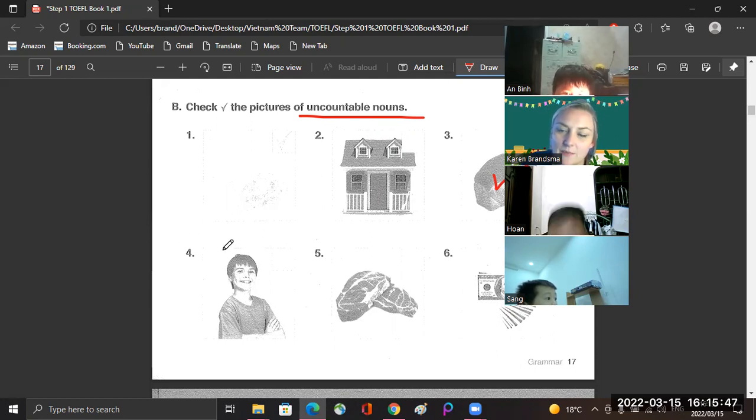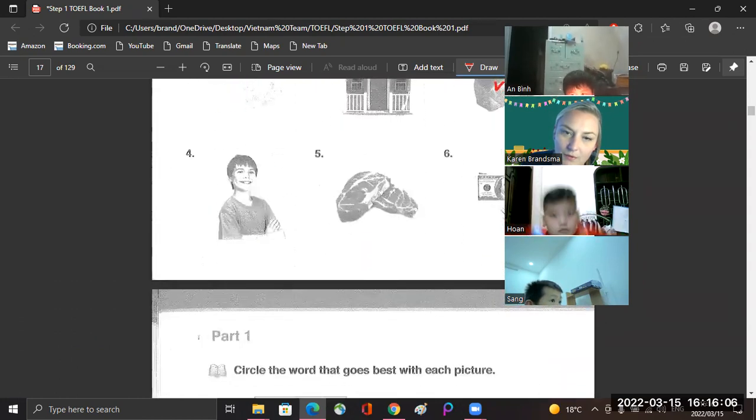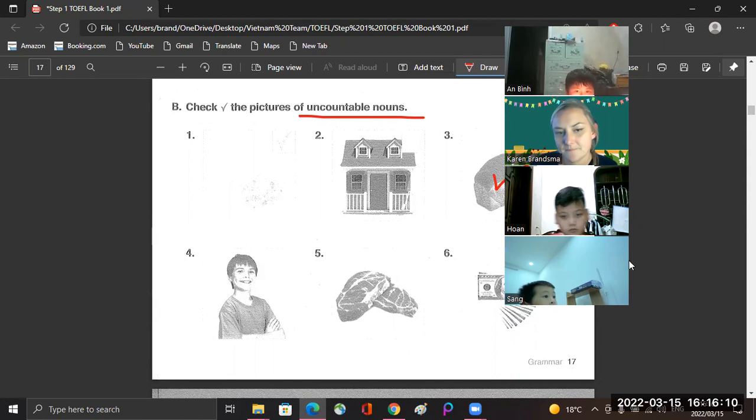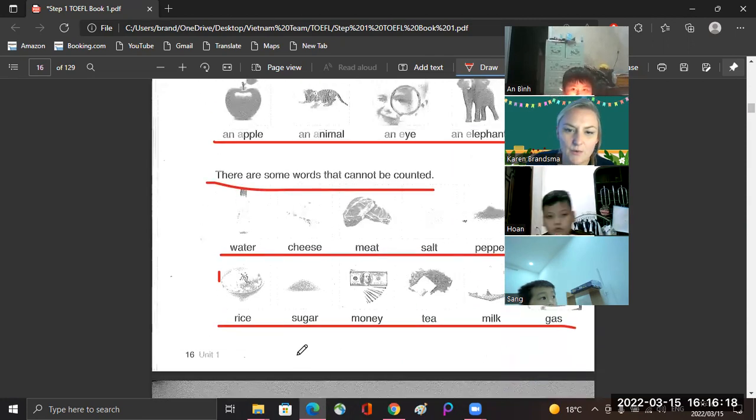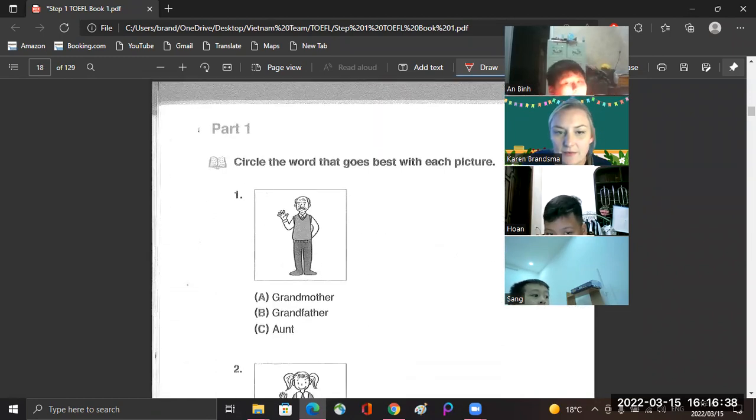Sang, is number four an uncountable noun? Yes. A boy? Do you see boy here? No. Okay. Number five, Bin. What is this? A meat. Do we say a meat or? We just say meat, not a meat. Okay, Hoan, number six. We don't say a money or monies. We say just money. Okay, now we're going to circle the word that goes best with each picture.